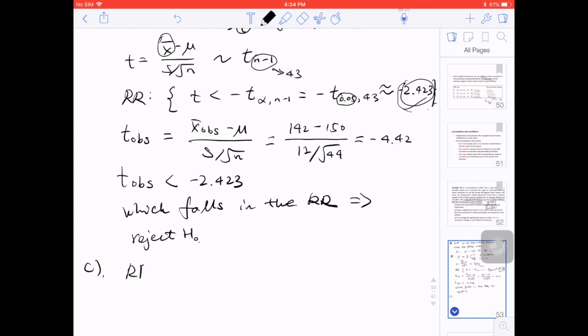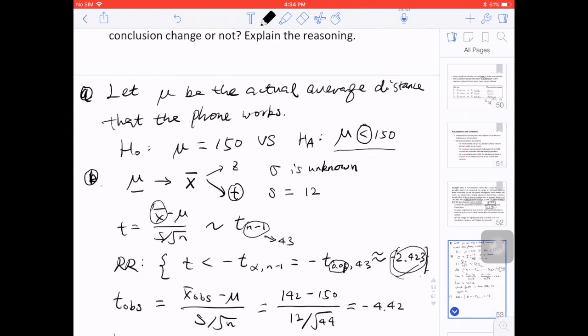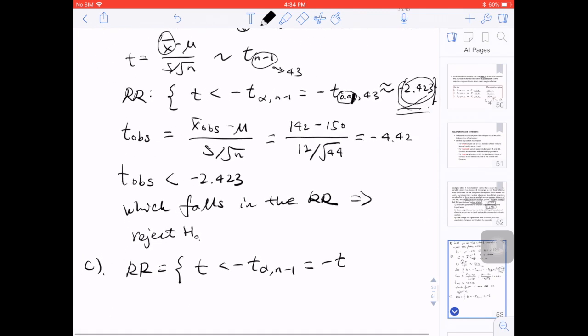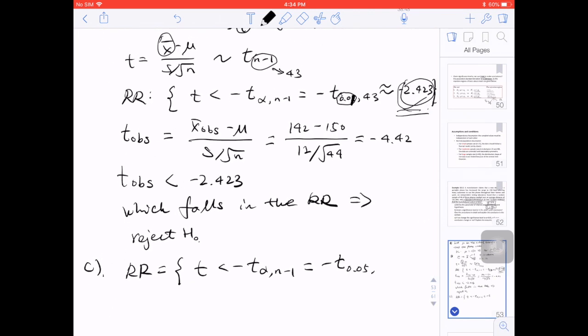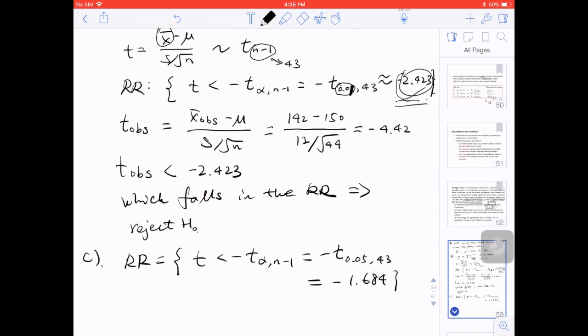So my rejection region will be t smaller than negative t alpha, n minus 1. Oh, sorry, in the previous one, this should be 0.01, but the answer is correct. In this case, it should be 0.05, and n minus 1 is equal to 43. If you check the t table, this one should be negative 1.684.